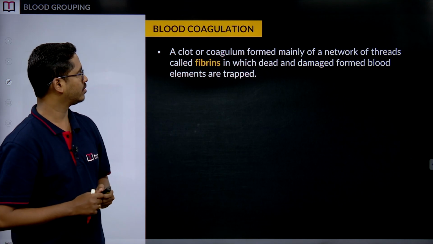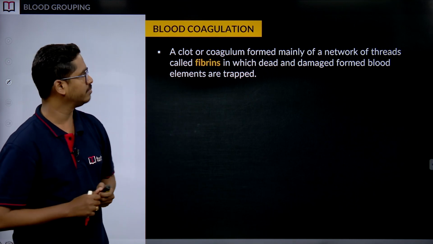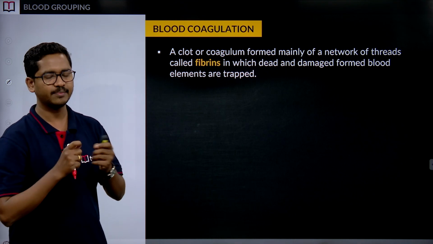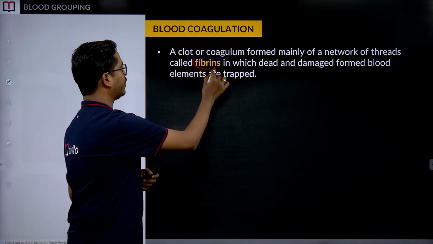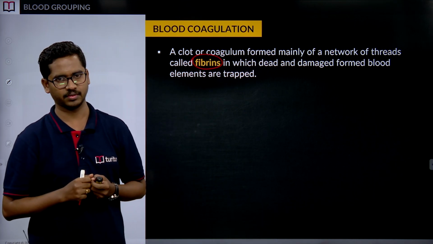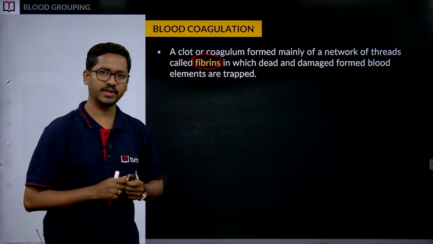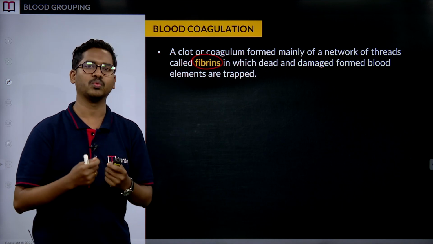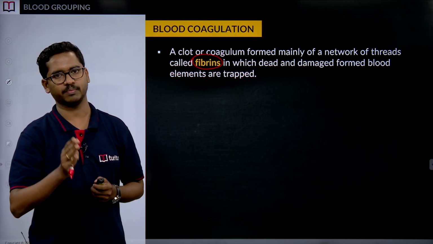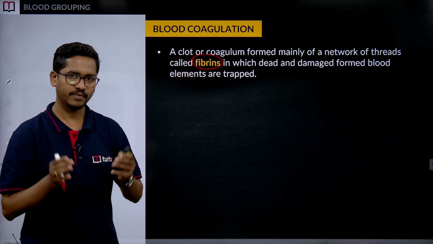Okay. Now, we have to see the process of blood coagulation. So, a clot or coagulum is formed mainly of a network of threads. The name of those threads is fibrins. Now, it is not just that it simply forms fibrins, there is a process for that. Okay. So, whenever a blood vessel or you get a scratch or wound while you are playing, that is when you get to see bleeding, and that has to be stopped. To check the blood flow which is unauthorized, we have a system called the blood coagulation system.